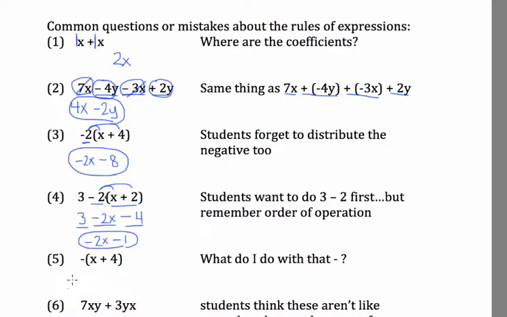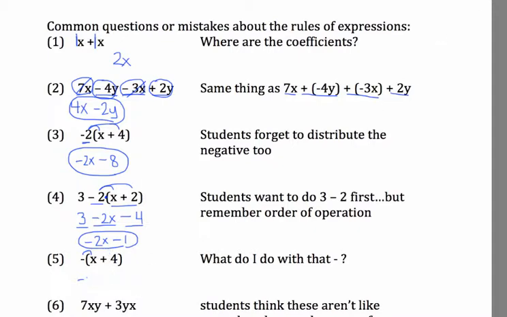Number 5. If there's a minus sign or a negative sign in front of a parenthesis, what do I do with it? A couple of ways to think about this. The first way is I just think about distributing that negative. I have to make the x negative, and I have to make the 4 negative.